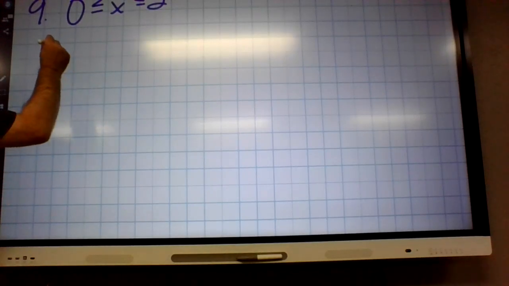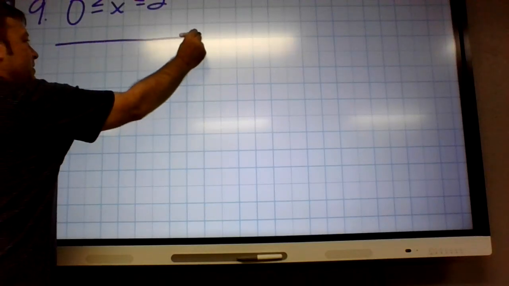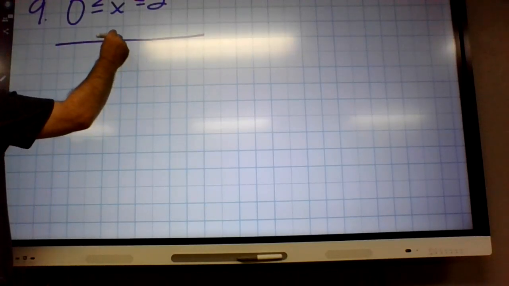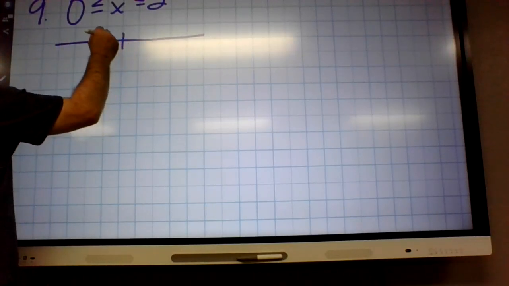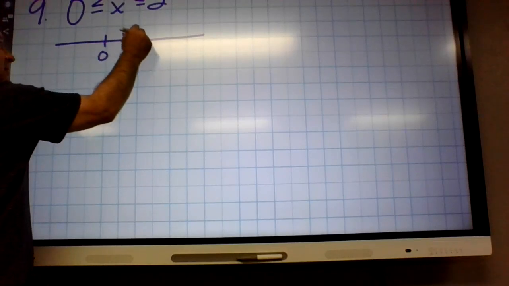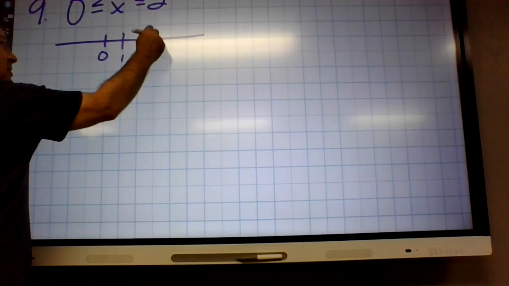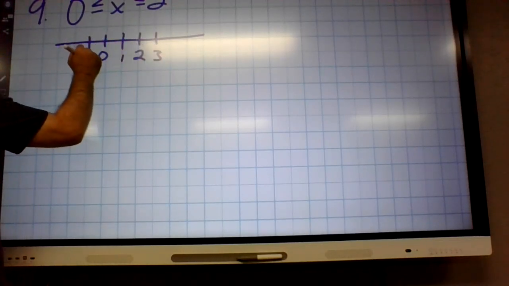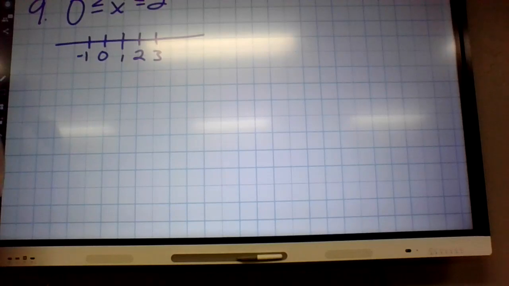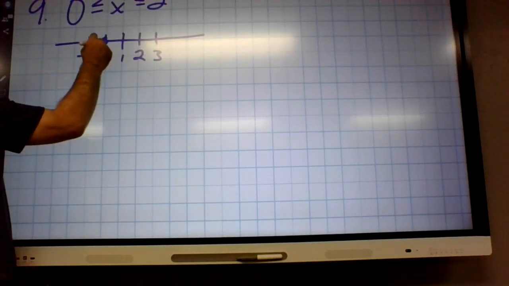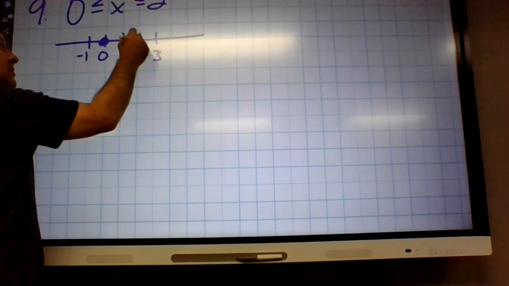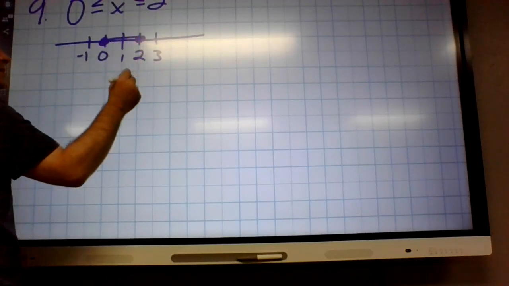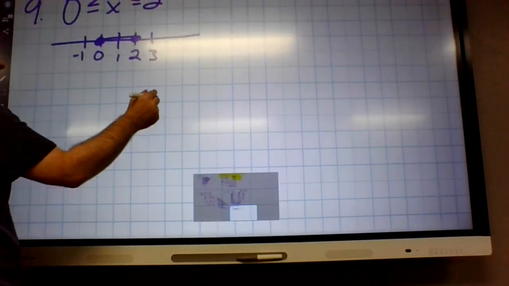Oh, God. Before we do the normal graph, let's talk about it on a number graph. What does this look like on a number line? It's 0 to 2. Great. 0 to 2. So it's like closed circle, and it's a line between. Okay, that's what it looks like on a number line graph.